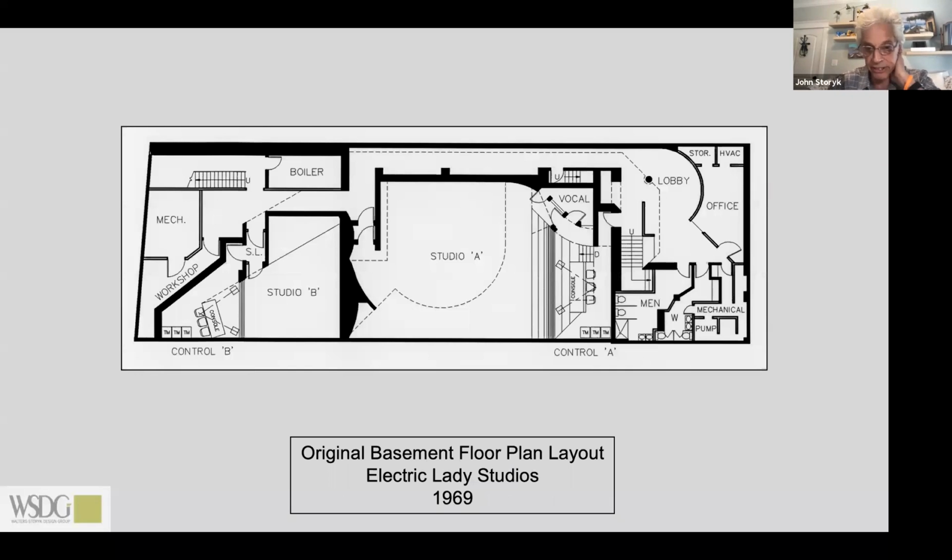This was the original design. You can already see some things that are changing. One is this big giant control room now. This has changed a few times. We'll talk about this ceiling in a minute in the big Studio A.